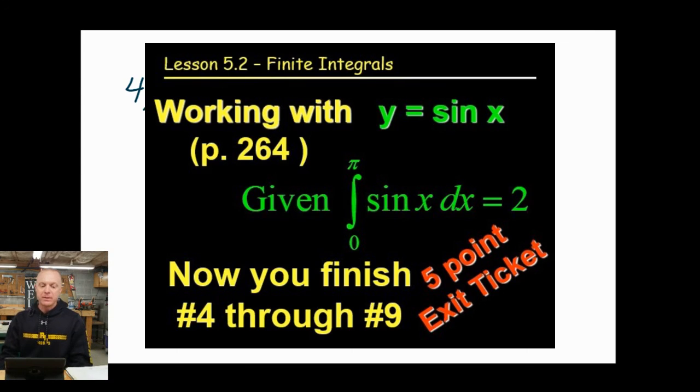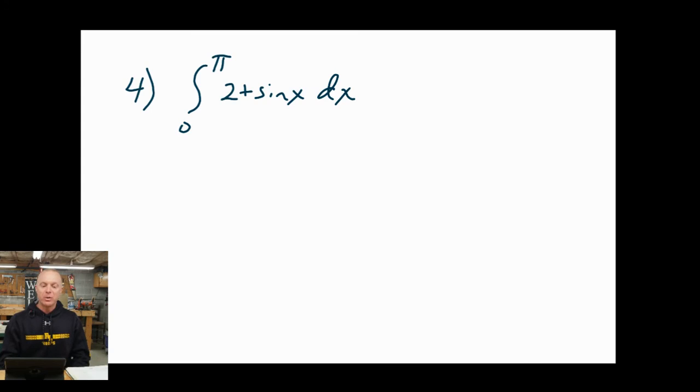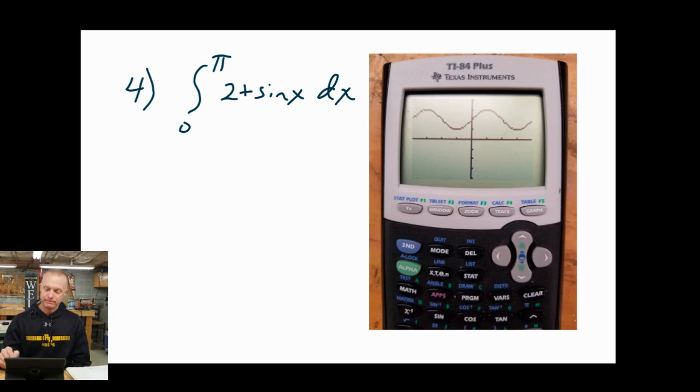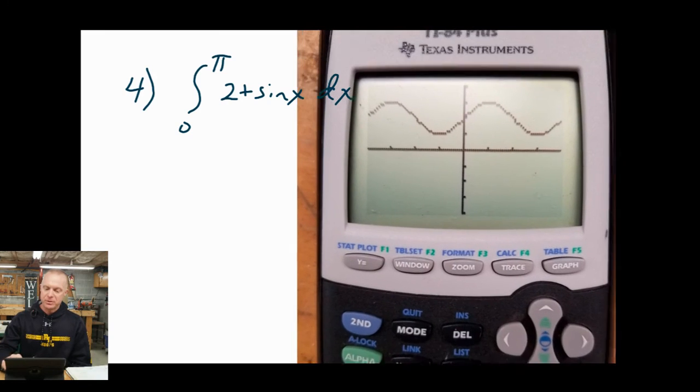Okay, so the first one here is number 4. It's the integral of 2 plus sine from 0 to pi. Now, type that in your calculator, but I want you to know that I'm going to give you a little hint on this one. I would have given it to you if we had been in class anyway. Want to make sure that you're getting off to the right start. Okay, 0 to pi of this graph.